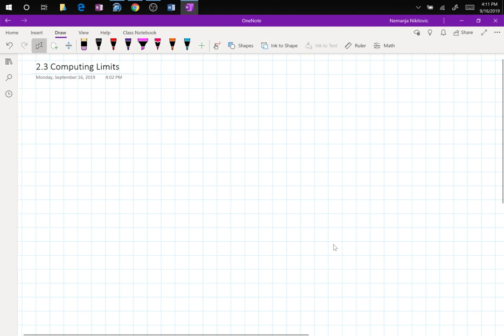Hello and welcome back to Calculus 1 section 2.3 on computing limits. So now we're going to take a look at a number of different techniques to compute limits.